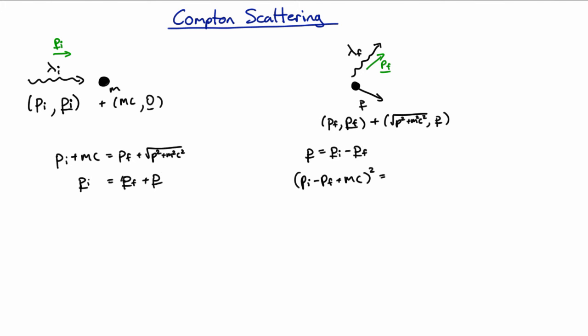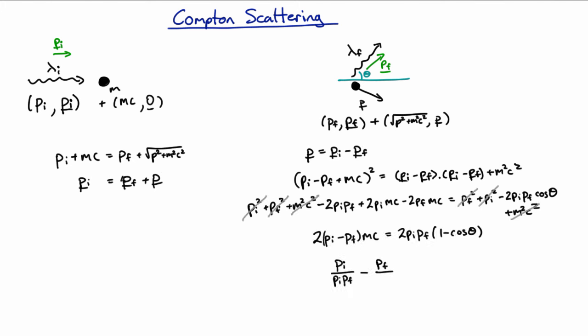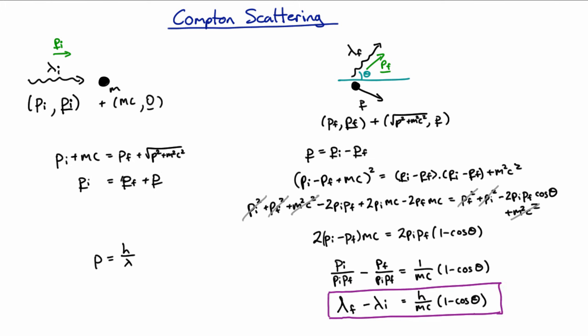So p squared is just the dot product of p with itself. I've introduced here the angle between the momentum here and the final momentum of the photon. And so now we can cancel terms that are identical, and we're left with this. At this point, we recall that for a photon, the momentum is related to the wavelength in a very simple way. And we end up with a scattering formula that relates the wavelengths of the 2 photons to the scattering angle, and that's what Compton verified experimentally.